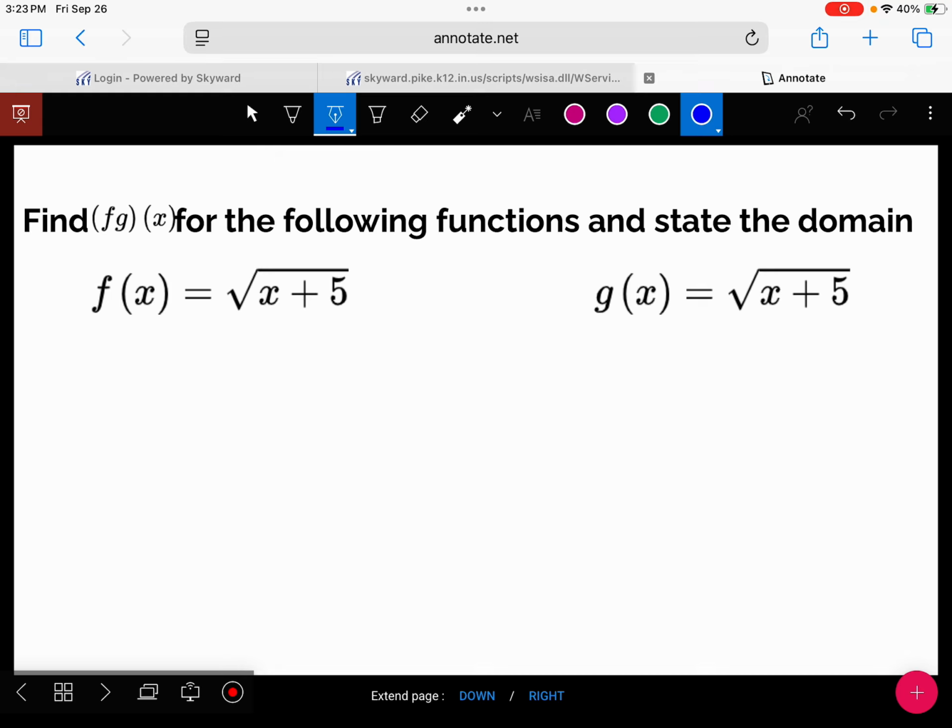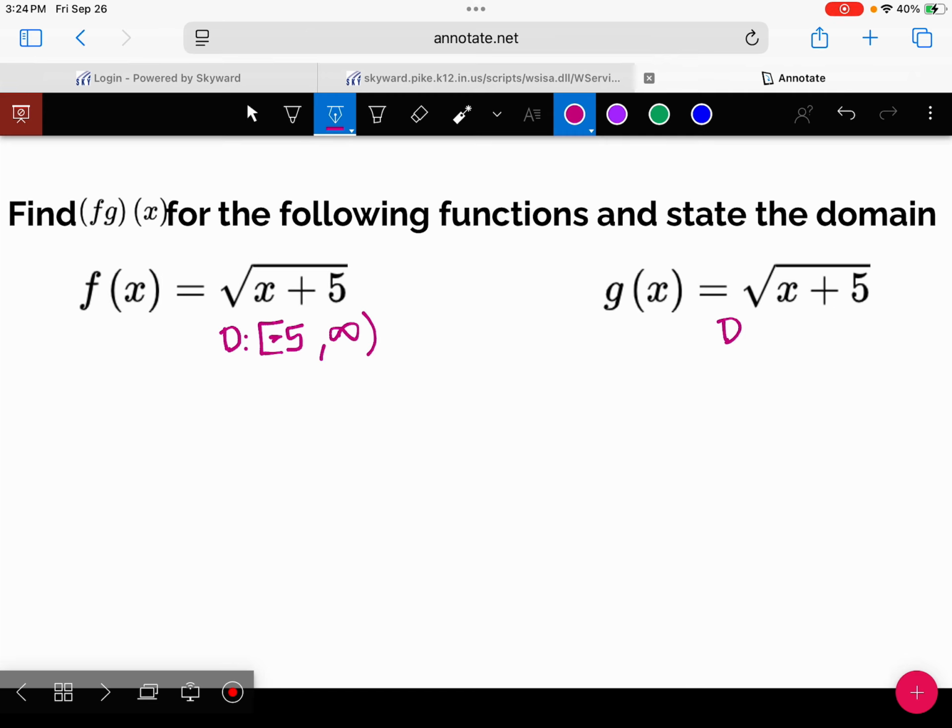So on this one, if we think about our domain on f of x, when we have our square root here, we need what's underneath to be positive. So I need this to be greater than or equal to 0. So what that tells me is my x needs to be greater than or equal to -5. So the domain for f of x, and in fact the domain for g of x as well, is going to be from -5 to infinity. And this one is also going to have our domain from -5 to infinity.